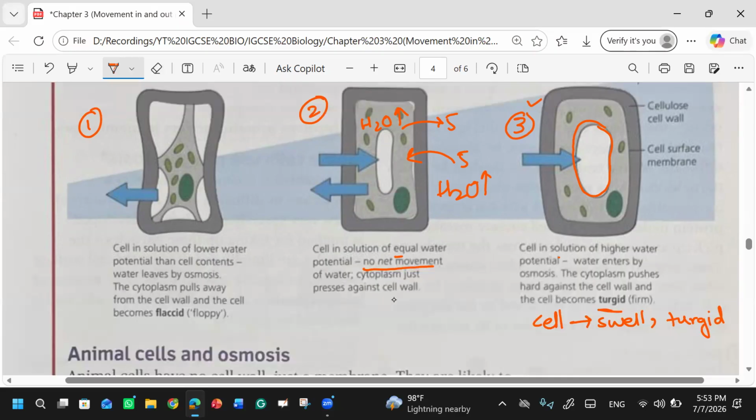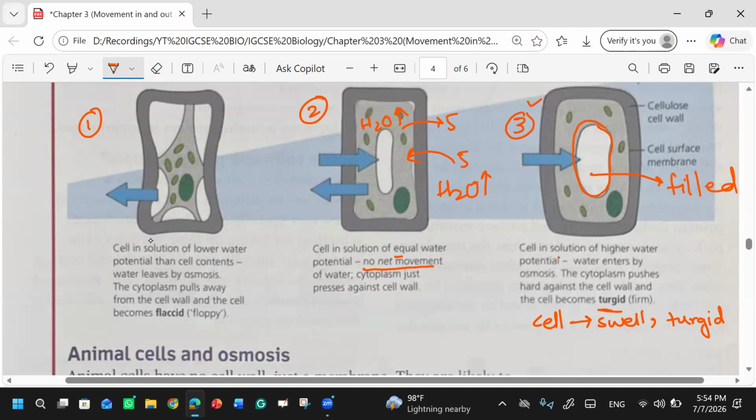Don't mention that there is equal movement, just mention this which they have mentioned in the book. I am just telling you what happens and how this thing happens. Okay, now in this, the vacuole was filled. This vacuole was filled in the third image.